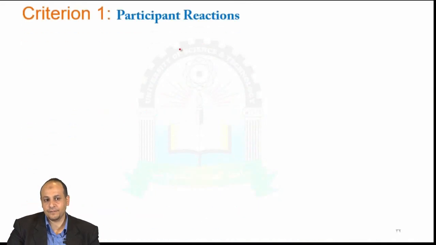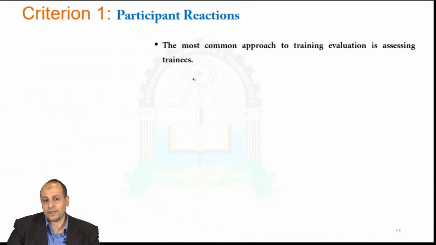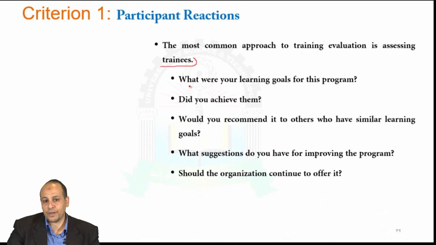So the first criterion, participant reaction. So here the most common approach to training evaluation is assessing the trainee himself or herself. So what were your learning goals for this program? Did you achieve them? Would you recommend it to others who have similar learning goals? What suggestions do you have for improving the program?